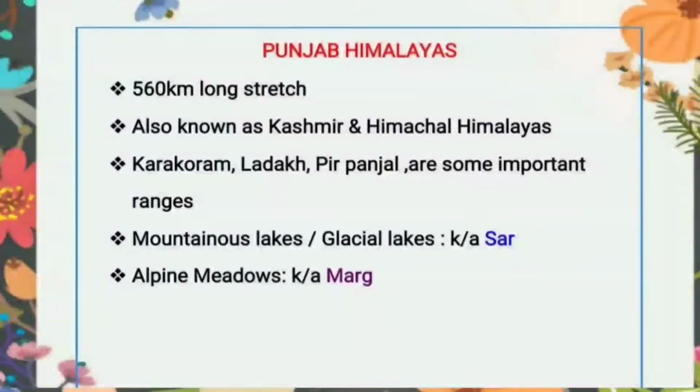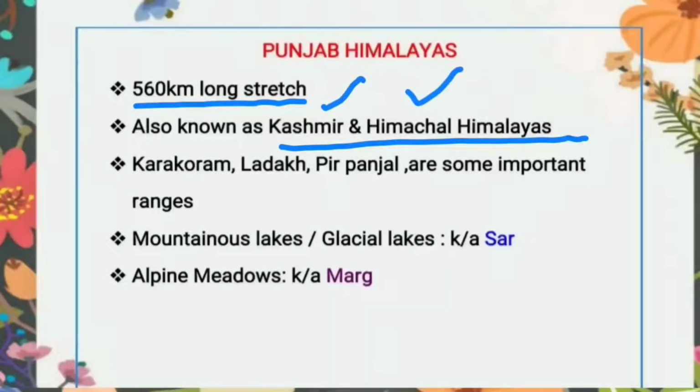Talking about the Punjab Himalayas, they stretch over a length of 560 kilometers. They are also known as the Kashmir and Himachal Himalayas, because a large portion of these Himalayas lie in Jammu, Kashmir and Himachal, and that is why we call them the Kashmir and Himachal Himalayas. The important ranges of this area are Karakoram, Ladakh, Pir Panjal, and these are the very important ranges of this part.